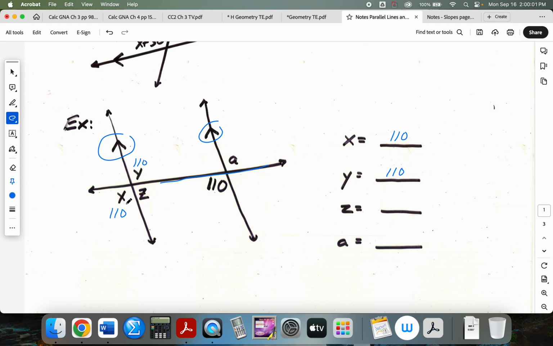Then what kind of angles are x and z? Linear is a second word. Starts with a P. Yeah, they're a linear pair. What's true about a linear pair? Someone said it. They're supplementary. So if I take 180 minus 110, I get this angle is 70.